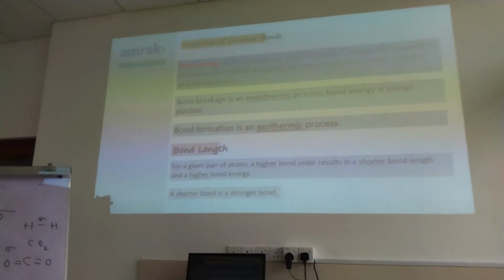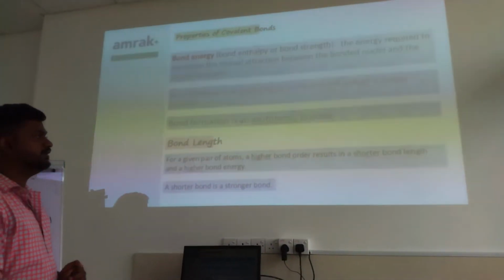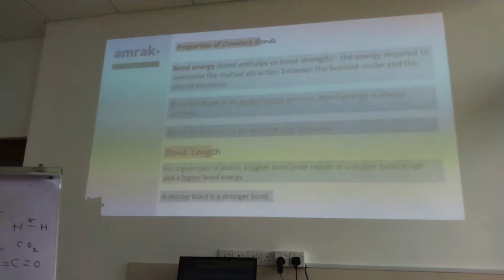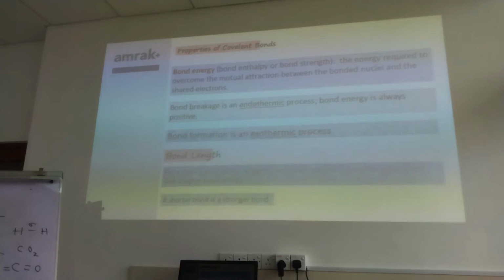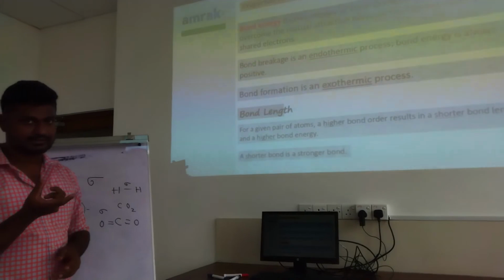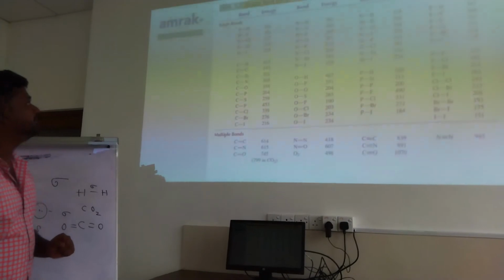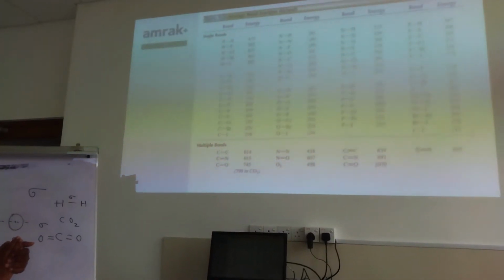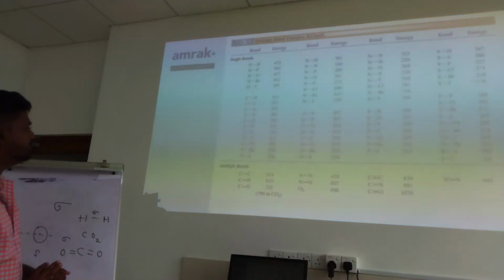Bond length. For a given pair of atoms, a higher bond order results in a shorter bond length and a higher bond energy. A shorter bond is a stronger bond. So when the bond length reduces, their strength increases, because they are more attractive. See, they are given the bond energy of multiple bonds. Single bonds and multiple bonds, both are there.